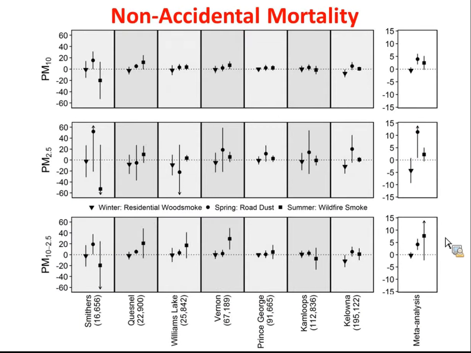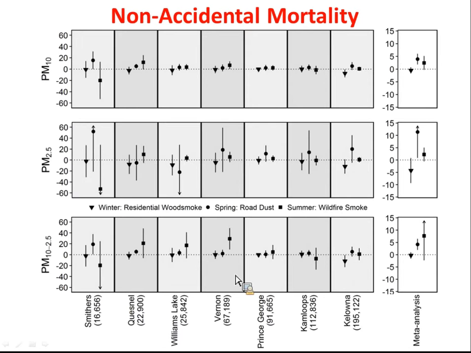When we look at non-accidental mortality, it's a slightly different story. So, same deal here. We're still looking at increases in mortality. We're still talking about 10 microgram per meter cubed changes in the PM metrics. Here we see no association in the winter months. We see association in the spring road dust season and some association in the summer months. When we look at PM2.5 alone, similar sort of story, more extreme effect estimates.